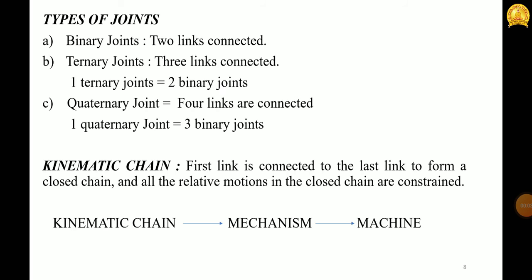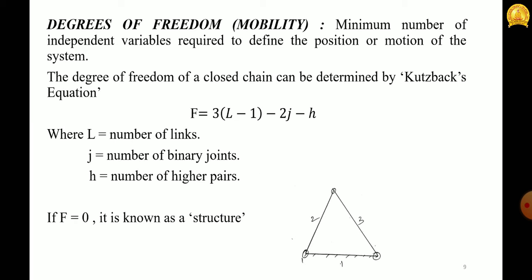Now let us discuss kinematic chain. So what is a kinematic chain? When all the links are connected in such a way that the first link is joined with the last link, then the structure formed is known as closed chain. The closed chain will be a kinematic chain when the relative motion between the links is either completely constrained or successfully constrained. A kinematic chain forms a mechanism and a mechanism forms a machine.